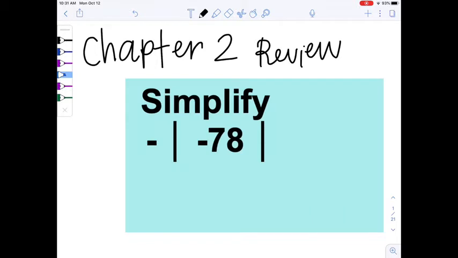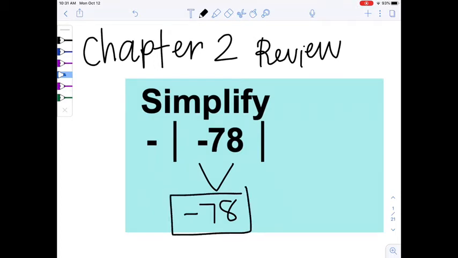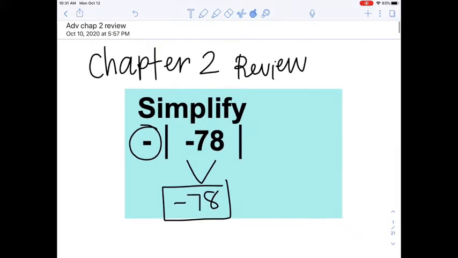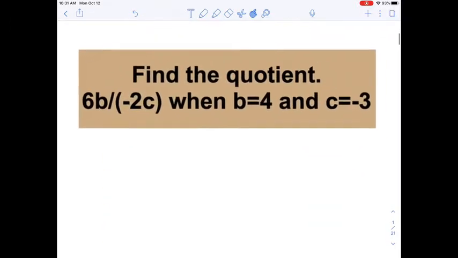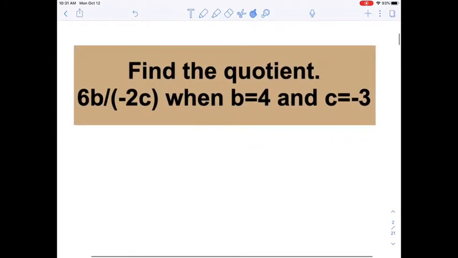The first question says to simplify. Here we have the opposite of the absolute value of negative 78. Well, we know the absolute value of negative 78 is positive 78, and the opposite of 78 is negative 78. So whenever we have that minus sign on the outside of our absolute value bars, that's when our answer is negative.